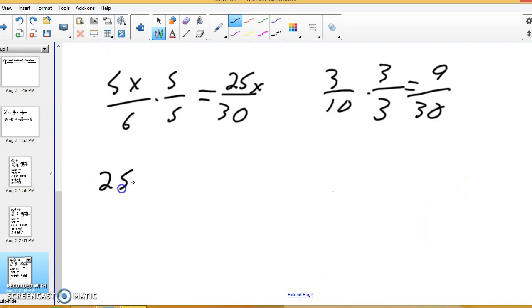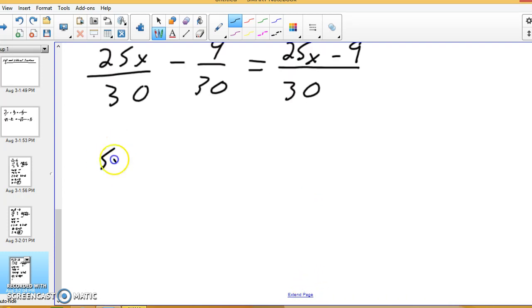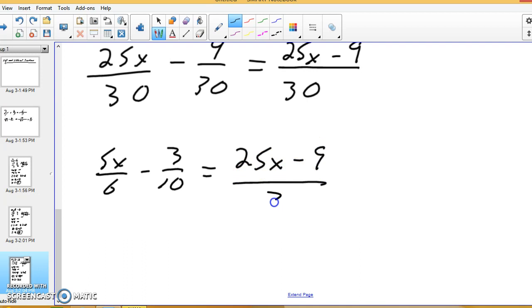So now we just plug those numbers back in, and this one was subtraction in this case, 9 over 30. So they have the same denominator, so we'll keep that there. And now, because 25x and 9 are not like terms, we just simply put 25x minus 9. And that is, again, 5x over 6 minus 3 over 10 is equal to 25x minus 9 over 30.